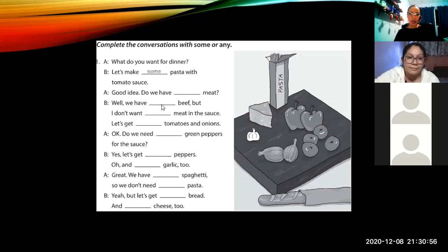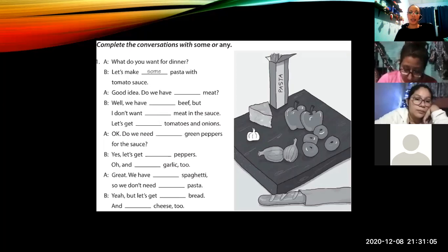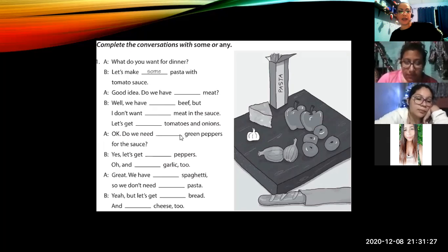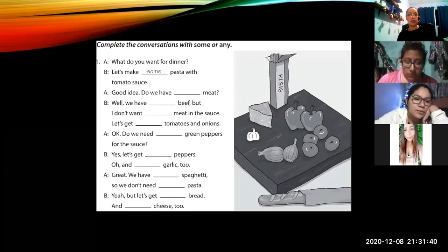Some. What is some? Excellent. Well, we have some beef, but I don't want... Any, excellent. But I don't want any meat in the sauce. Let's get some tomatoes. Some tomatoes and onions. Okay. Do we need some green peppers? Some green peppers or any. Si pusieron some or any, that's okay. Yes. Let's get some peppers. Yes. Let's get some pepper.